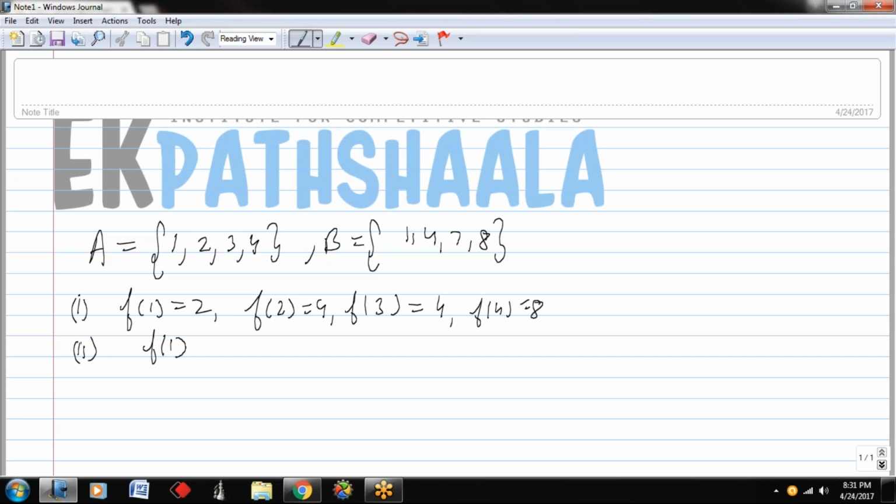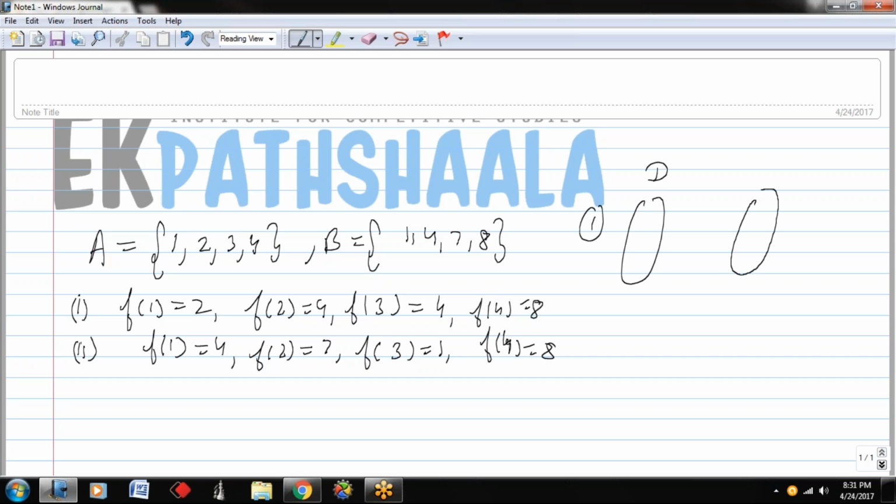ये दो क्वेश्चंस मैं दे रहा हूं आपको, प्लीज नोट देम डाउन. Is f3 equal to 1? Okay, let us solve the first one. Second one you will do it yourself.